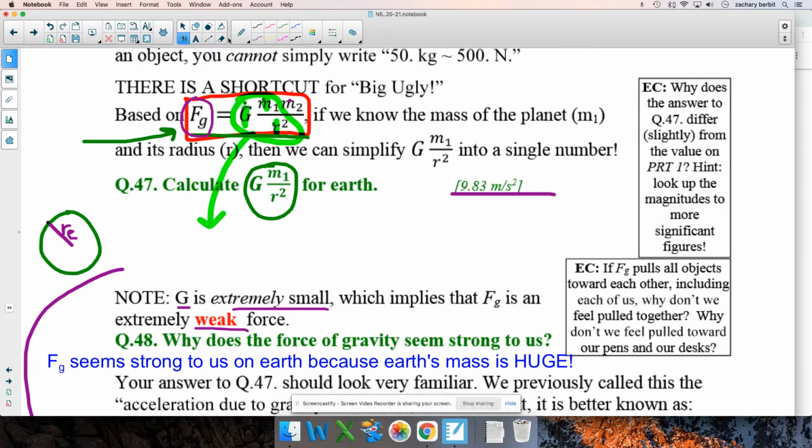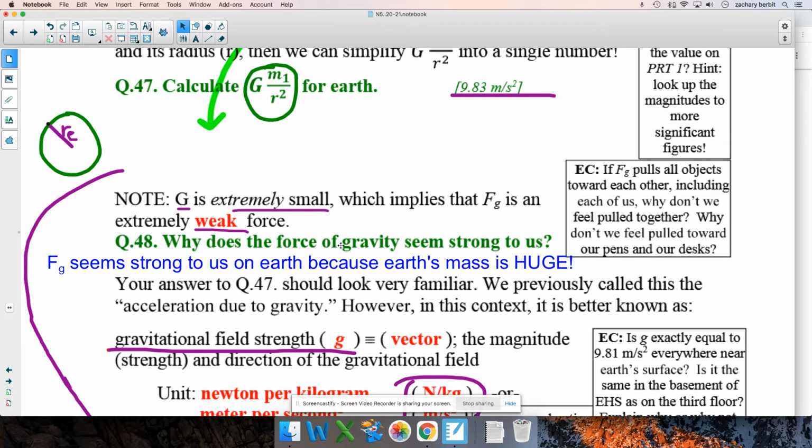You got that on the homework. Little extra credit over here if you want to take a stab at it: why is that slightly different than 9.81, the number we accept and use? But anyway, basically 9.8, if we're going to go to two sig figs, then we don't need to use big ugly all the time. We got a quicker, easier way to do it.